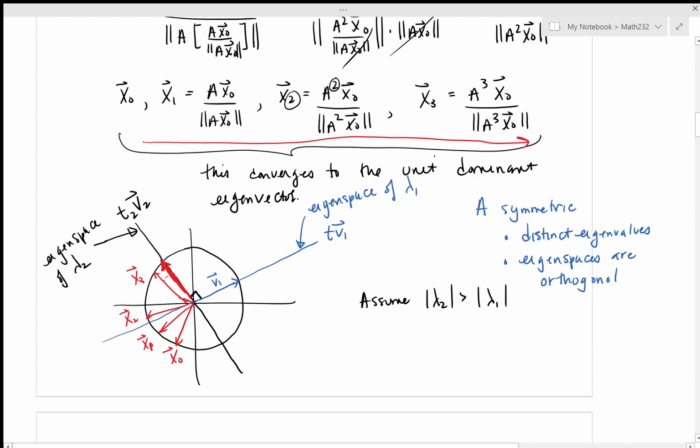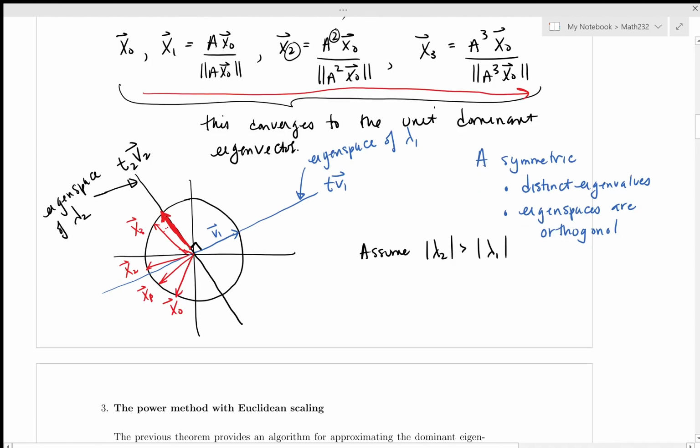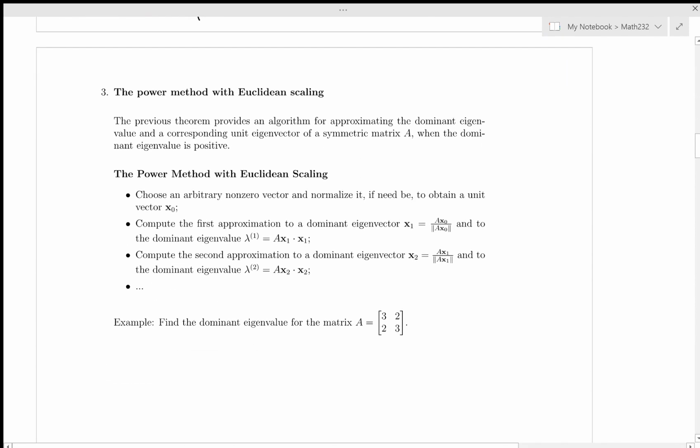So at that point, then we can figure out what that lambda 2 is and what v2 is without previously calculating the eigenvalue or the eigenvector. Okay, that is what this is about. That's the power method. Okay, there's a power method with Euclidean scaling, and that was based on that theorem that we based that on. That was when the dominant eigenvalue is positive.